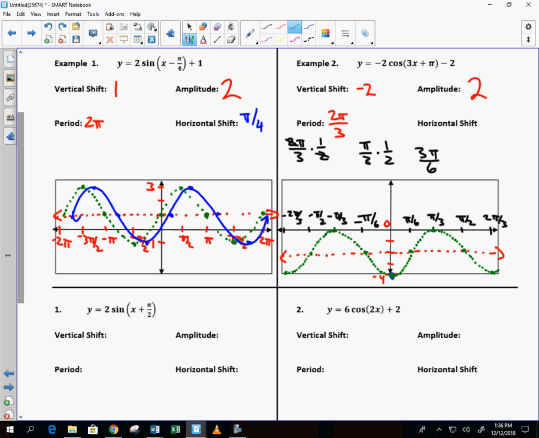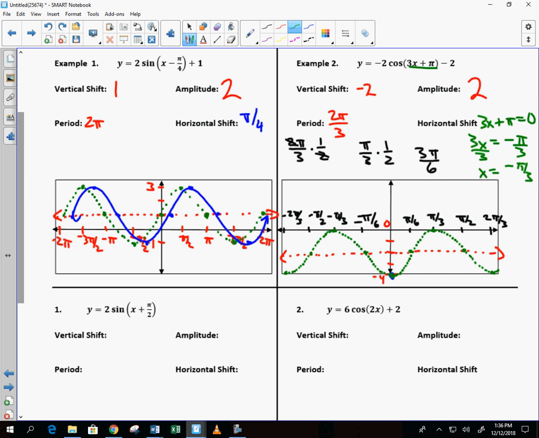How do I find the horizontal shift? Take the inside and do what with it? Set it equal to 0. 3x plus pi is equal to 0. How do I solve for x? What would I do to both sides? Subtract pi, so I get 3x is equal to -pi. Divide by 3. X is -pi over 3.